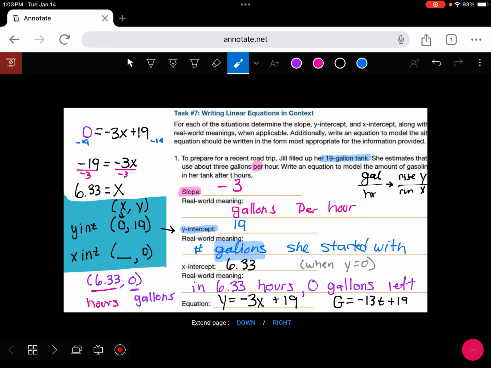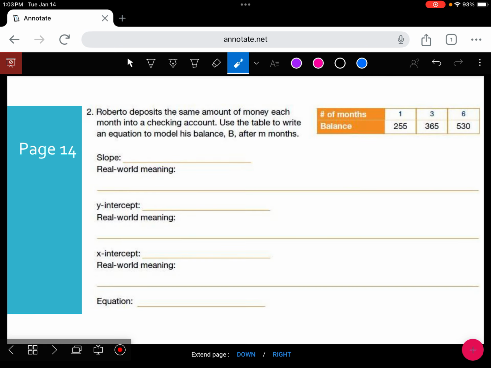Okay. Questions on this one? Because then we're going to look at number 2. We've got Roberto depositing the same amount of money each month into a checking account. And he writes down some of his balances over here in this table. He's not super great at keeping track of stuff, so he's missed a couple that he didn't write down.